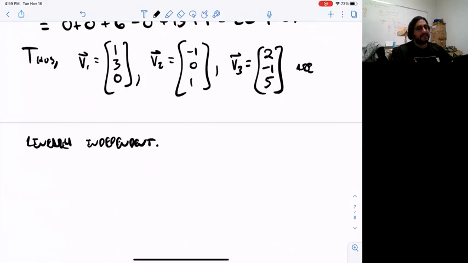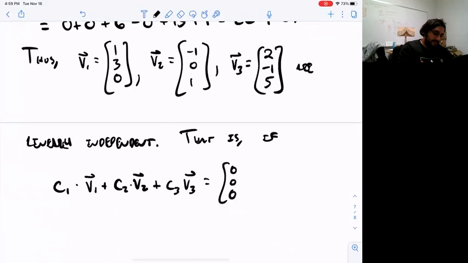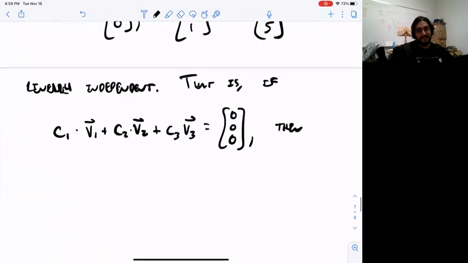What exactly does that mean? Let's unpack that definition of linear independence once again, because it's kind of a complicated definition. What it means is this. It means that if c1v1 plus c2v2 plus c3v3 equals the 0 vector, then what do you know about those scalars? These vectors were linearly independent.